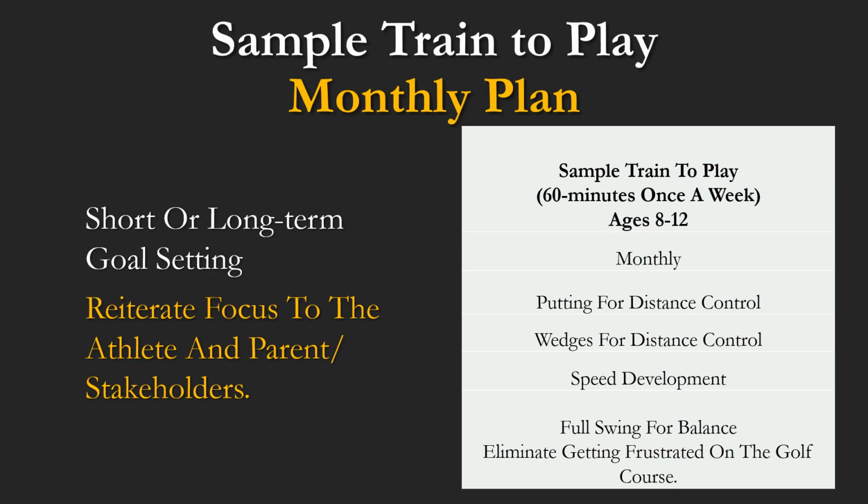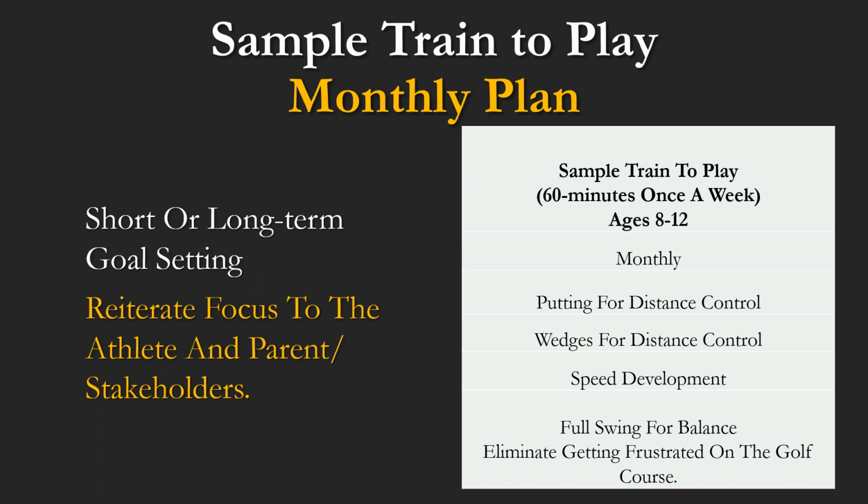So here's a sample Train to Play. This is our young 8 to 12-year-olds, and we talk a little bit about short and long-term goal setting, whether that's a month to 3 months. We really try to reiterate the focus on the athlete and the parents as the stakeholders. We know that you guys are working together, and we want to bring you together and have those conversations around what the player wants and what the parents want, just so they can hear and be on the same page as far as their performance and expectations.